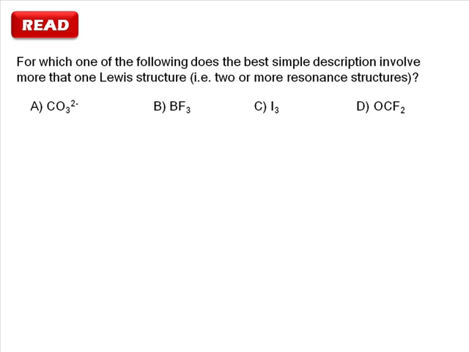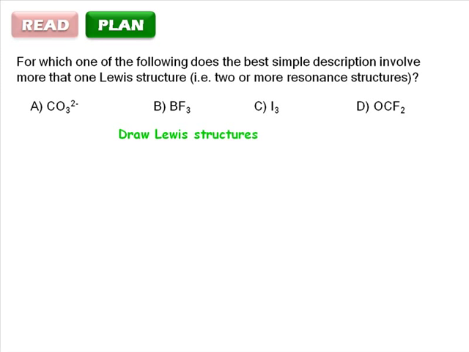Start by reading the question. It asks us to pick the molecule that can most accurately be described by multiple resonance structures. To do that, we should plan to draw the Lewis structures, showing all the electrons and formal charges, and examine the possibility for resonance structures. So let's solve it.